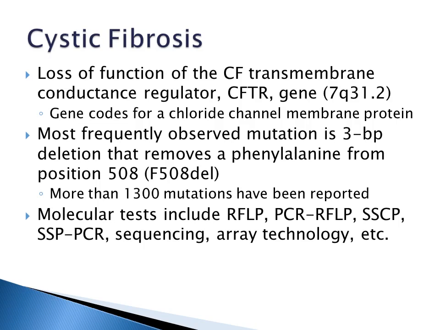Cystic fibrosis is caused by a loss of function of the cystic fibrosis transmembrane conductance regulator gene, or the CFTR gene, located on the long arm of chromosome 7. This gene codes for a chloride channel membrane protein, and the most frequently observed mutation is a 3 base pair deletion that removes a phenylalanine from position 508. More than 1,300 mutations have been reported, and there are various molecular tests to identify these mutations, and these include RFLP, PCR RFLP, SSCP, SSP-PCR, direct sequencing, and array technologies.